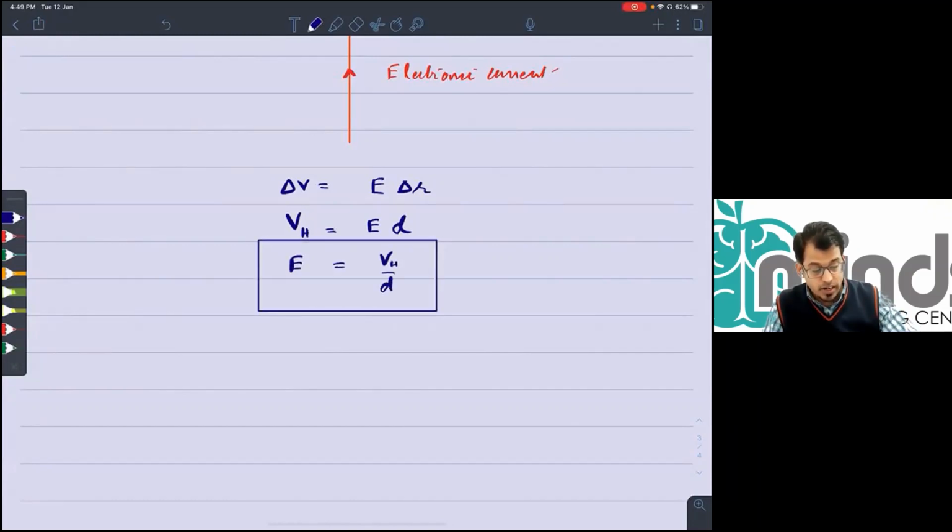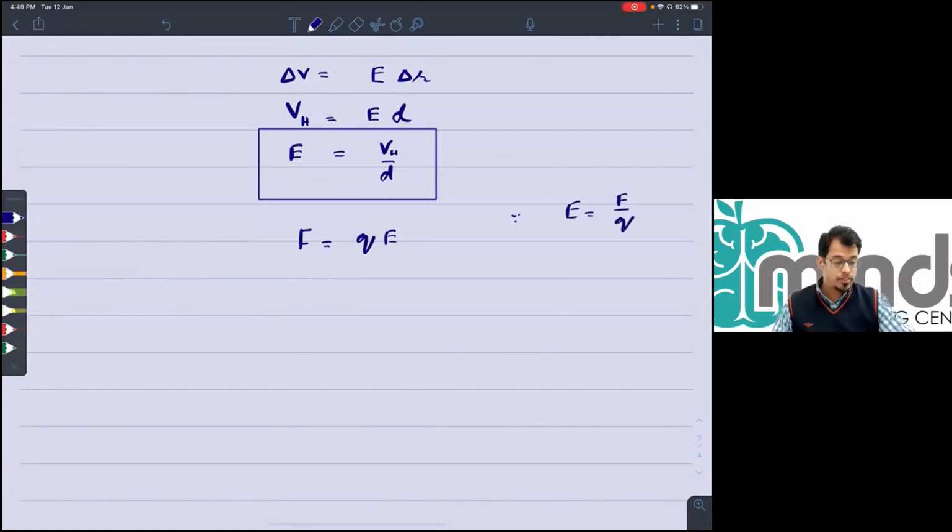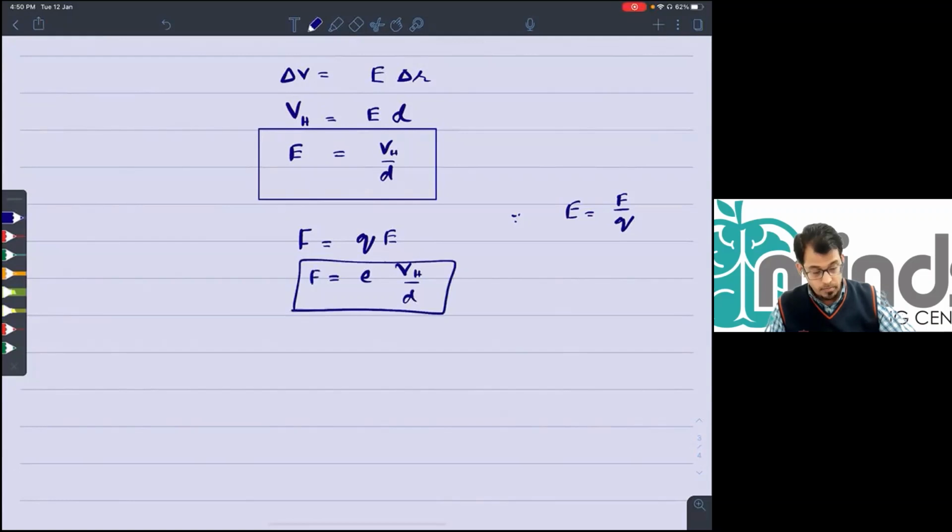Once we have an electric field, I can say there must be some electrostatic force which is given by Q times E. Remember this because we did use this equation in the previous class as well. It is nothing but just a modified form of E equals F over Q. So F is equal to Q times E. Since I'm talking about electrons, Q can be replaced by e and E is replaced by VH over D. This is the electric force.